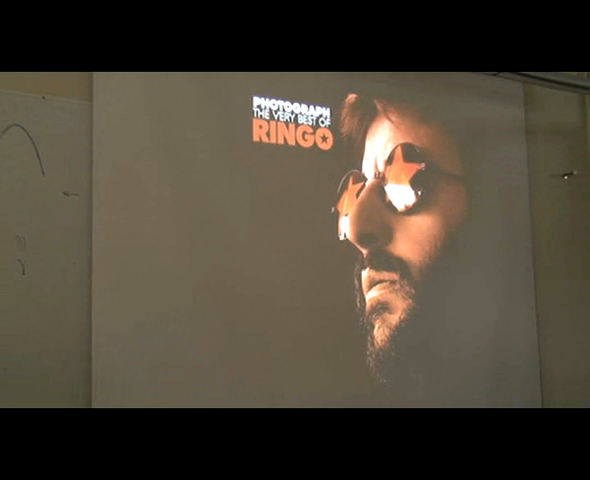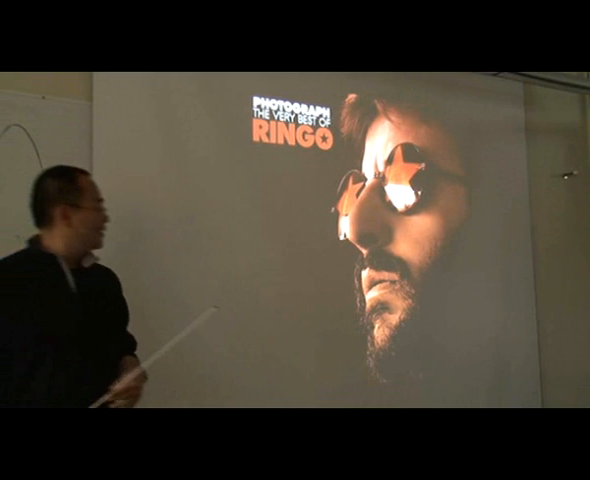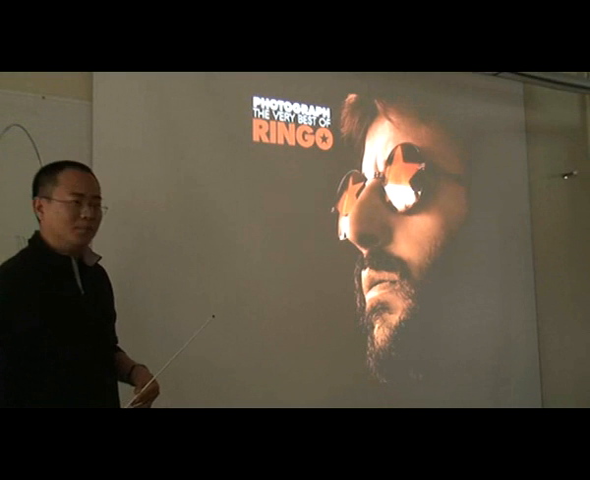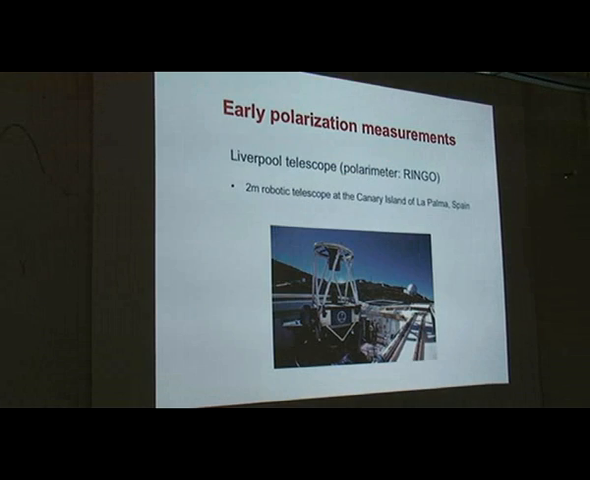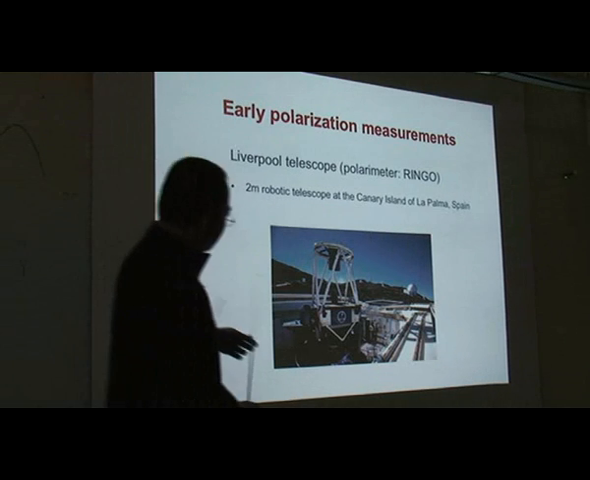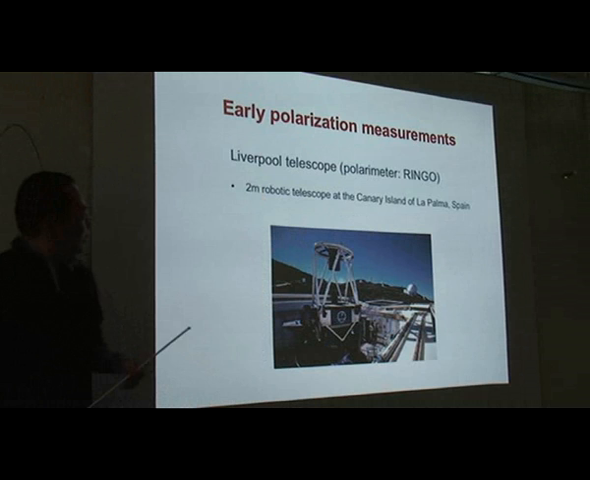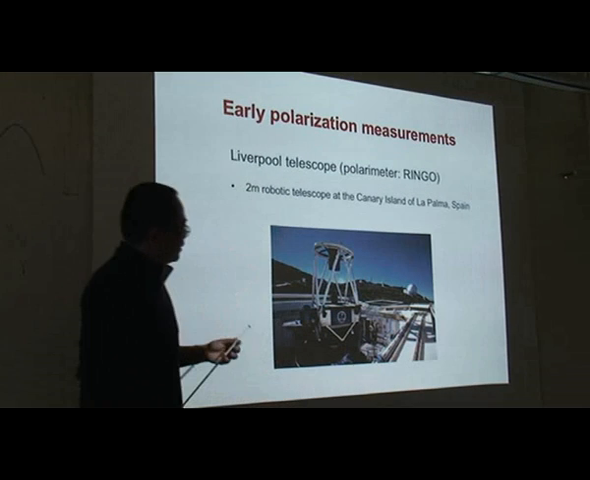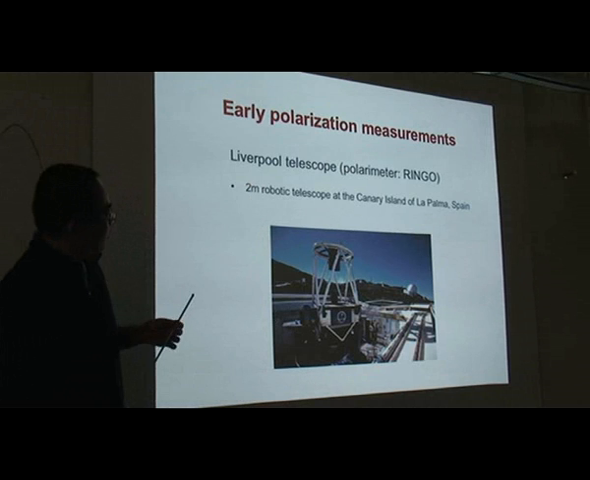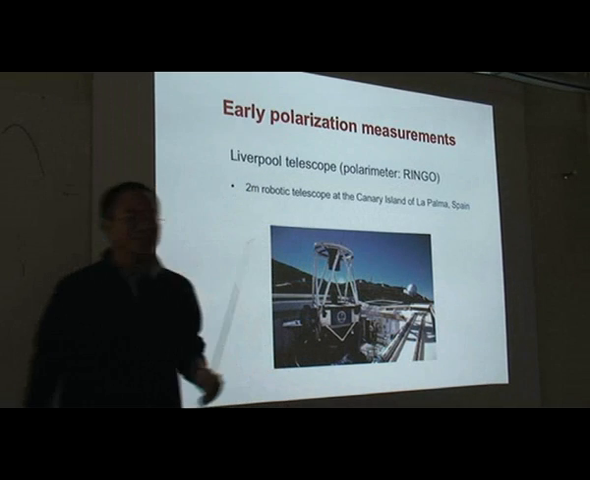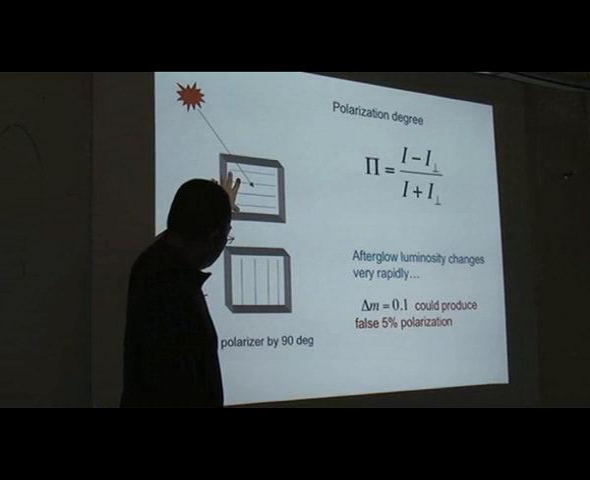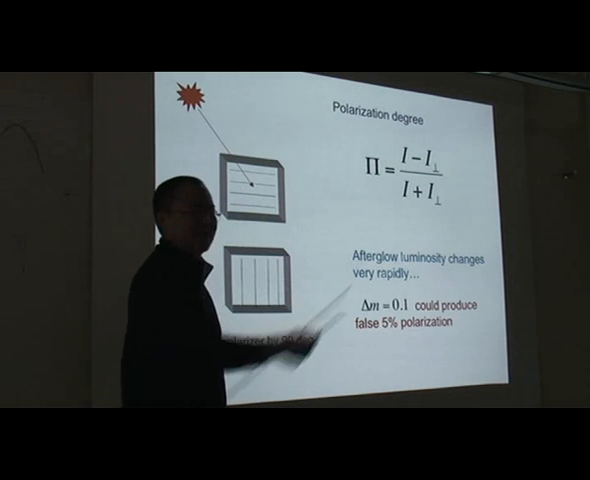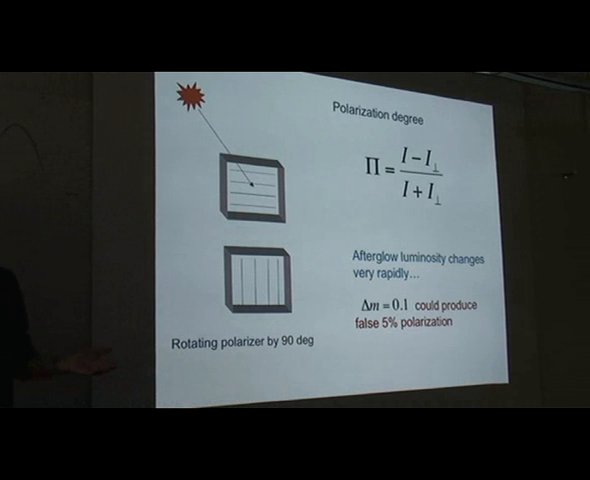Now about our telescope, our result. Our telescope is called Liverpool. This is one of our telescopes at La Palma. And on this telescope, we attached our polarimeter. It's called Ringo. Polarization measurement can basically be done if you rotate the polarizer by 90 degrees and calculate the flux ratio. That is just in principle.